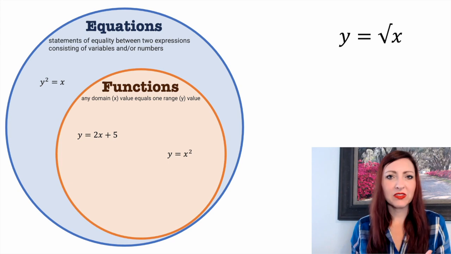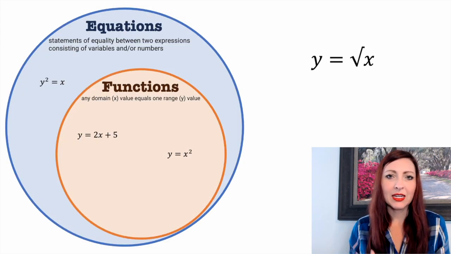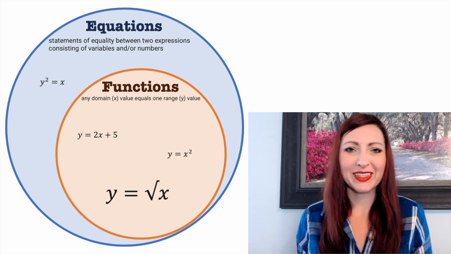If we look at the previous function and only consider half of the y equals x squared, so only take the positive side, now this is a function. And yes, if you plug in negative numbers, it will give you imaginary numbers, but that doesn't change the fact that it's still a function.